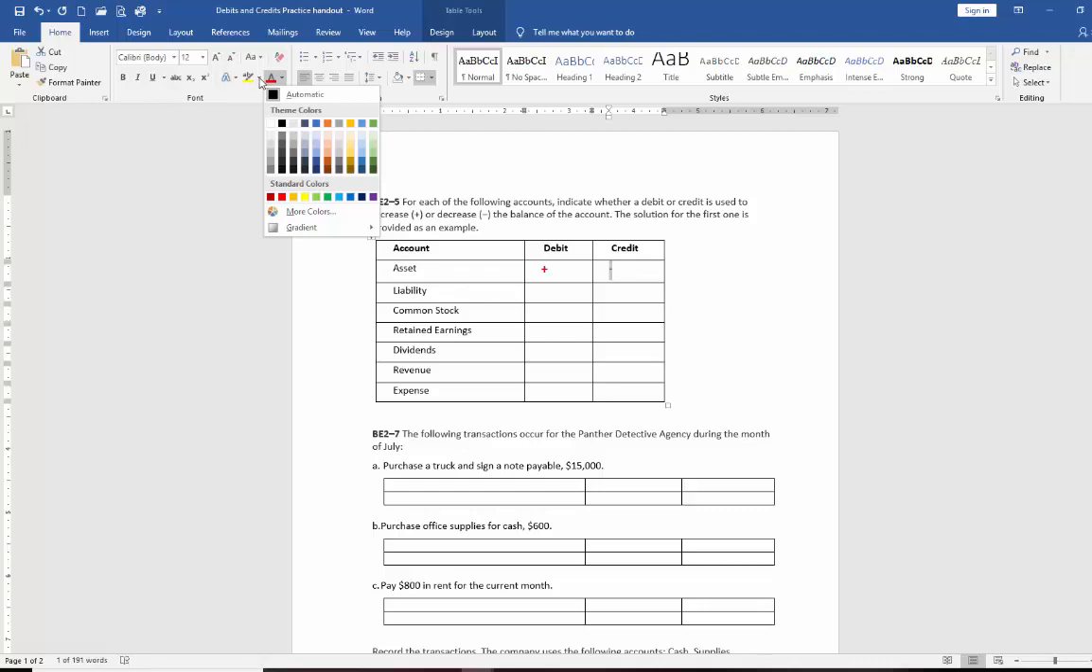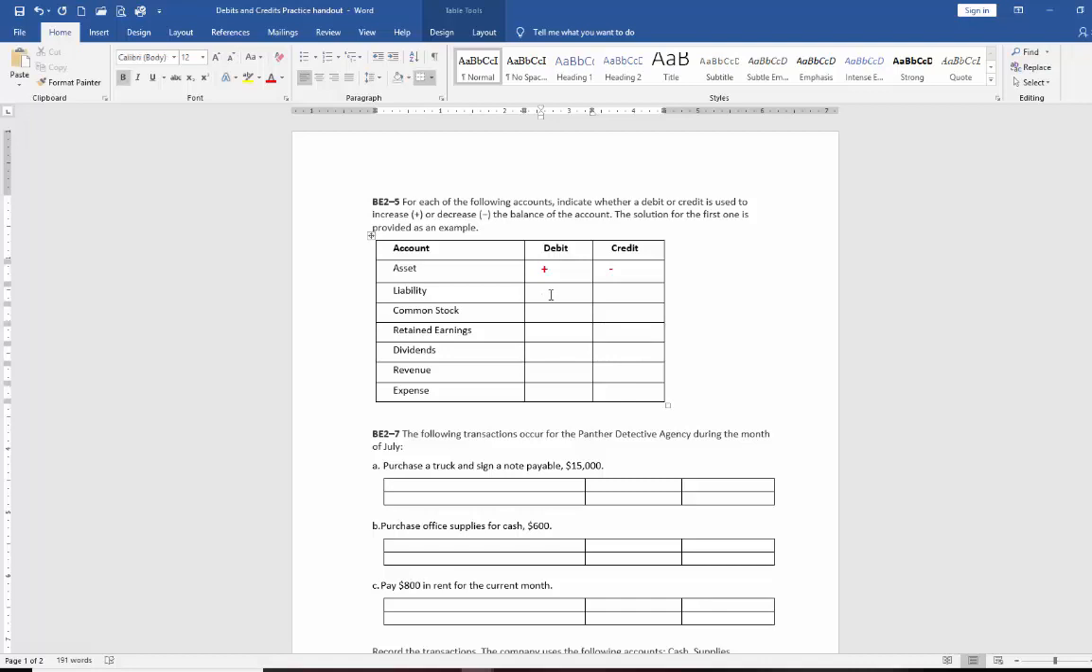Now, this is one of the things that gets students confused. An asset has a debit balance, but that doesn't mean that every time you debit or credit an asset, it has to be a debit. A debit simply increases the asset. So you can increase an asset or decrease an asset, so you can debit it or you can credit it.